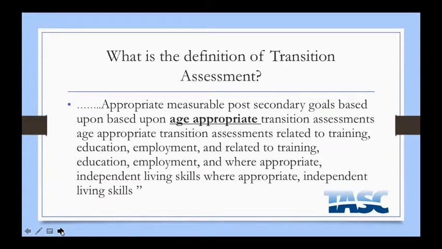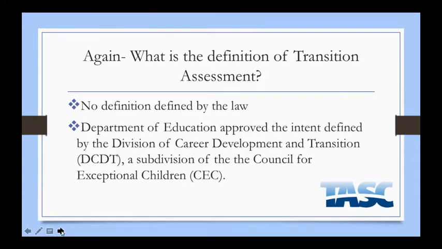Transition assessment. The definition of transition assessment can be debated and discussed. We really don't have anything that is defined by the law that tells us what transition assessment is. The law just tells us that we have to do it. And it says that we have to begin it not later than the first IEP to be in effect when the child turns 13. So we know that appropriate measurable post-secondary goals based on age-appropriate transition assessment related to training, education, employment, and independent living have to be done.